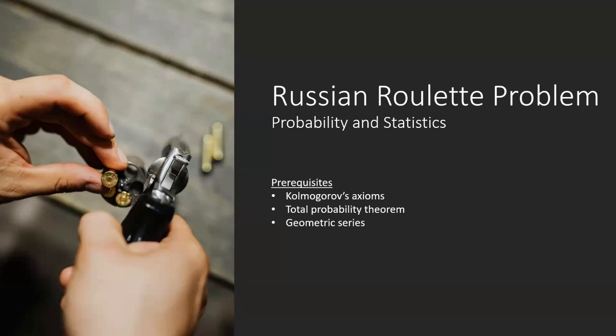In this video, I will present two solutions to the Russian roulette problem, which is a classic problem in probability theory. For the solutions, I will be leveraging some material that I will assume as prerequisites. In particular, I will assume you know what Kolmogorov's axioms are and the total probability theorem, each of which I've dedicated a video to on this channel.